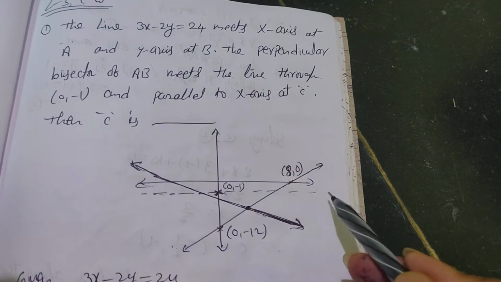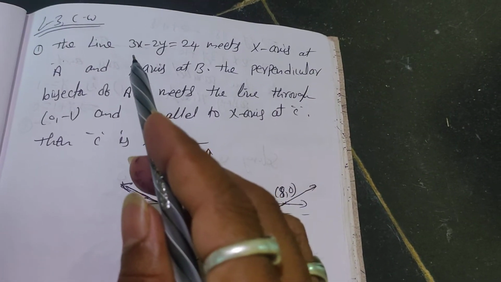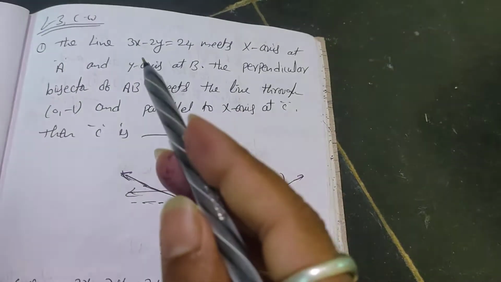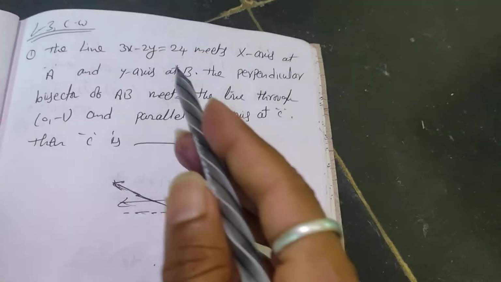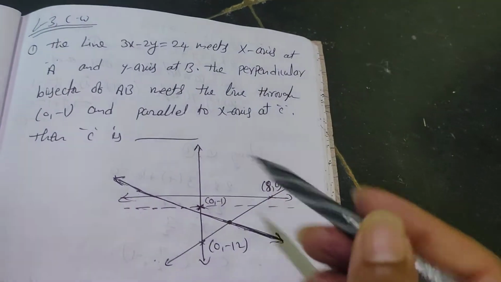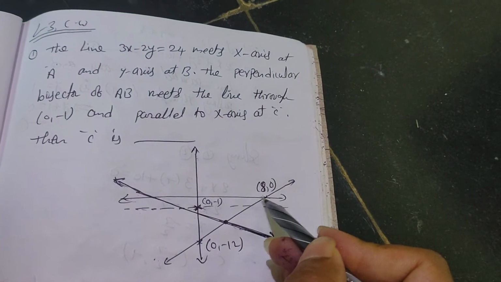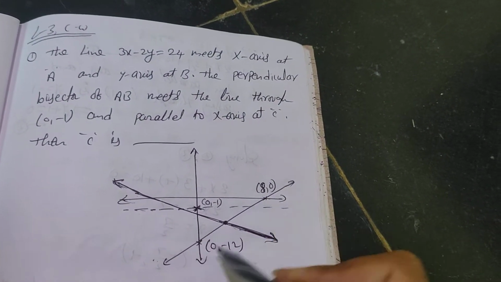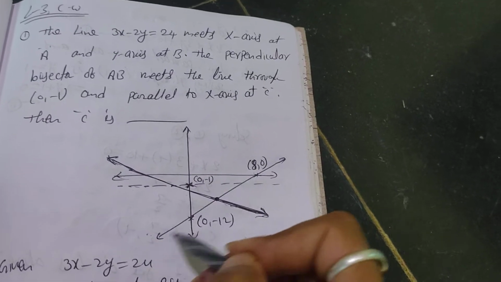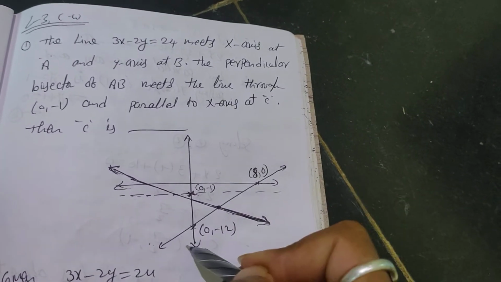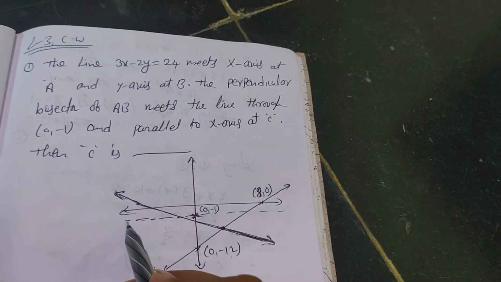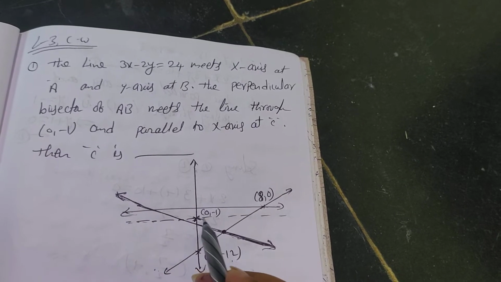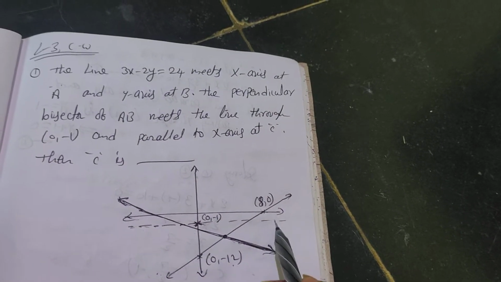That is the question. First you draw the coordinate axis and find the x-intercept and y-intercept. So x-intercept is 8, y-intercept is minus 12. So you know how to find x-intercept and y-intercept. The x-intercept is 8 means positive x-axis, y-intercept is minus 12 means negative y-axis. The line passes through (8, 0) and (0, minus 12). And there is one more line that is parallel to x-axis and passing through (0, minus 1).